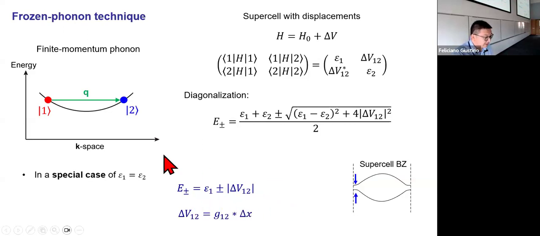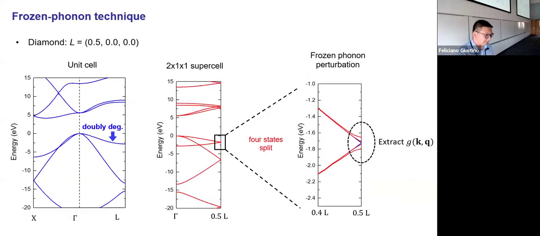What it really means is that if the two states are degenerate, when you build a supercell, the bands will be folded at the zone boundary, where now you have two degenerate states. When you apply atomic displacements, they will split. And the splitting is proportional to the band gap opening at the zone boundary. Actually, this is a pretty good technique that you can use to extract the electron-phonon interaction of finite Q with any electronic structure code. So people have done that.